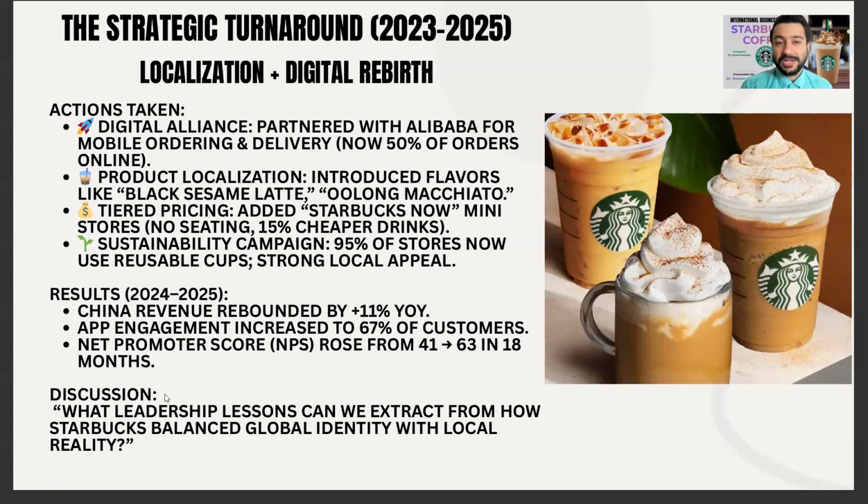So the discussion point is, what leadership lesson can we learn from how Starbucks balanced global identity with local reality? How did it manage global identity with a local identity? If I want to summarize, Starbucks didn't change who they were. But what they changed is how they connected with the people. That is very important. It is leadership evolution without losing identity.